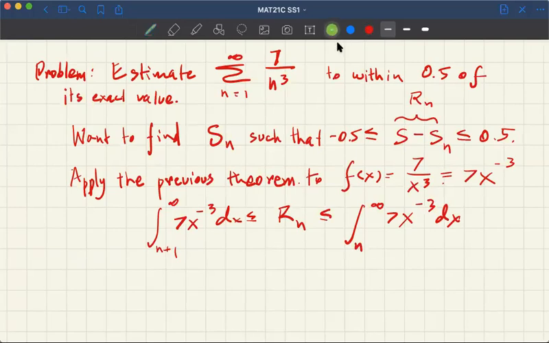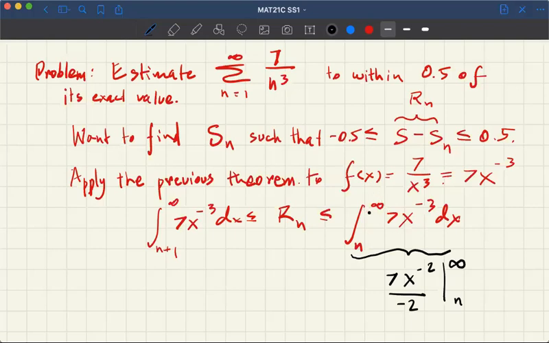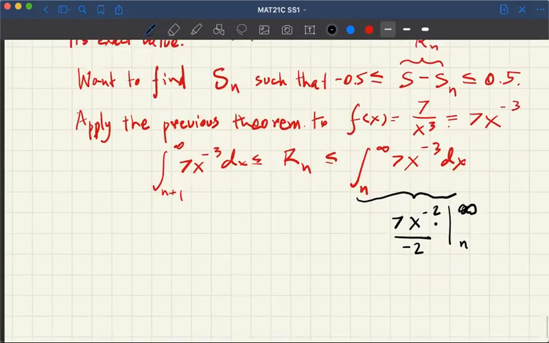Okay, let's think about what this is. An antiderivative of this is just 7x to the minus 2 over minus 2. Then we plug in n and compute the limit as x approaches infinity. By the way, when you see infinity like this, it's called an improper integral. Basically, you have to write a and then take the limit as a approaches infinity, but I abuse notation and just write infinity here. They really mean the same thing. I'm just lazy to write the limit.